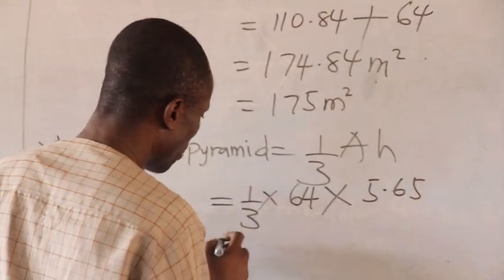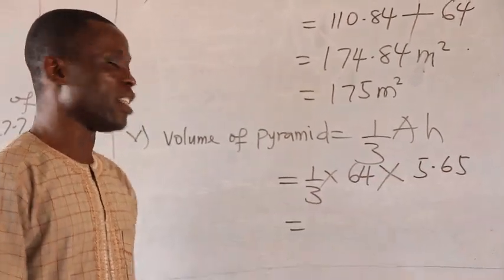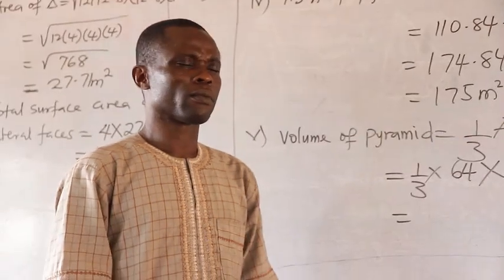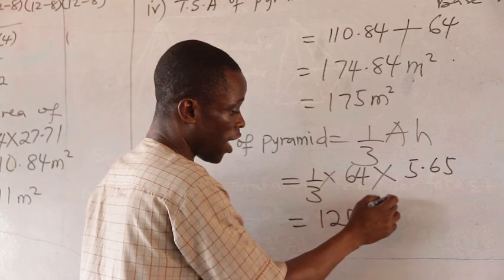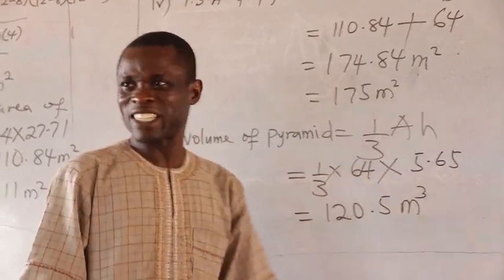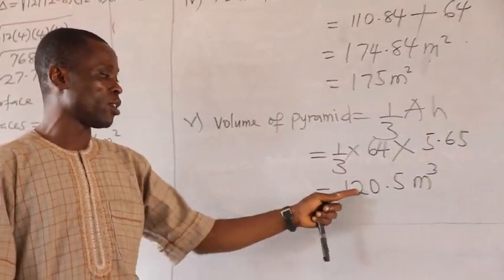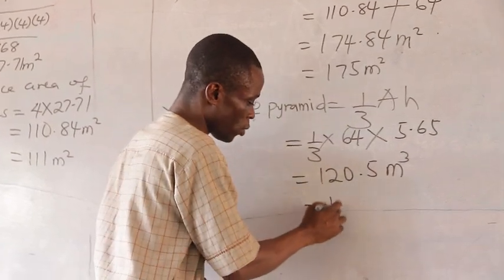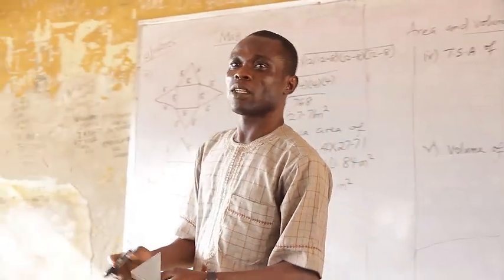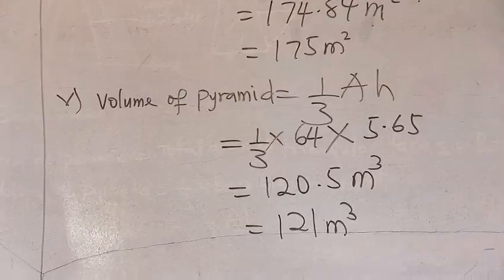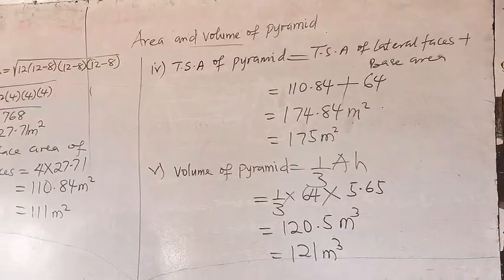5.65. Now, please take your calculator. 64 times 5.65 and divide it by 3. What do we have? Meter cube, that is the unit of volume. And what is the answer to 3 significant figures, 1, 2, 3? 121 meter cube. So this is how to do justice to this question. Is there any question? Are you ready for that? Or you are still writing this? Okay, we have to be fast with this.